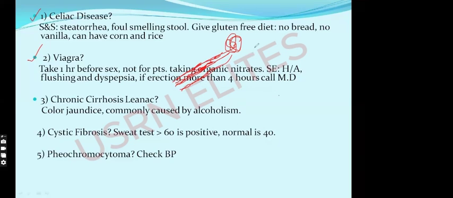Any other thing to add to sildenafil? Okay. If there is nothing more to add, then I think we can look at the next one here. If you have any questions, you can ask. So let's talk about chronic cirrhosis.